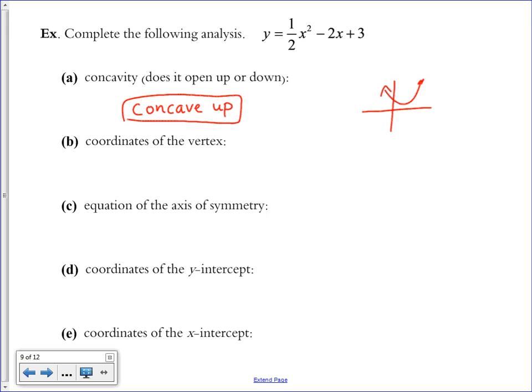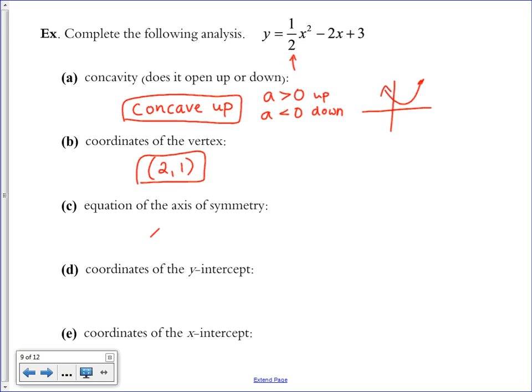And even if you don't have the graph, you can always determine concavity just by looking at the sign of the first number, the A value. So if A is positive, then it's going to be concave up. And if your A value is negative, then it's going to be concave down, meaning it will be a downward facing U. So even if you haven't done the whole graph, you can still answer that analysis question. Coordinates of the vertex, we calculated first. That was 2, 1.